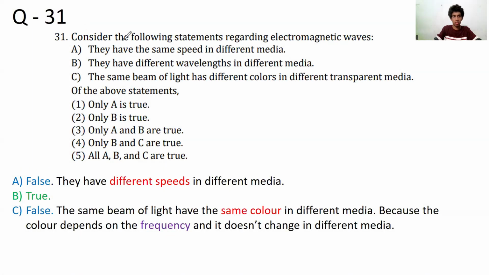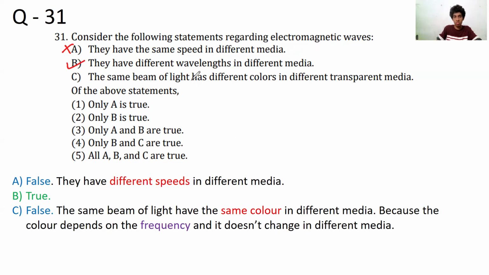Question number 31. Consider the following statements regarding electromagnetic waves. A. They have the same speed in different media. No, that is false because they have different speeds in different media. For example, in the denser medium, the speed is less, and in the rarer medium, the speed is high. Therefore, A is wrong. B. They have different wavelengths in different media. That is correct because the wavelengths of electromagnetic waves change when they enter from one medium to another.